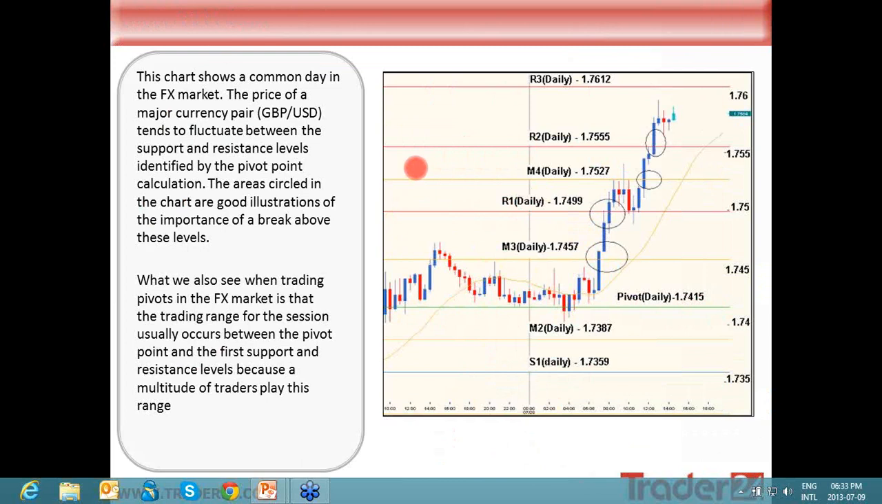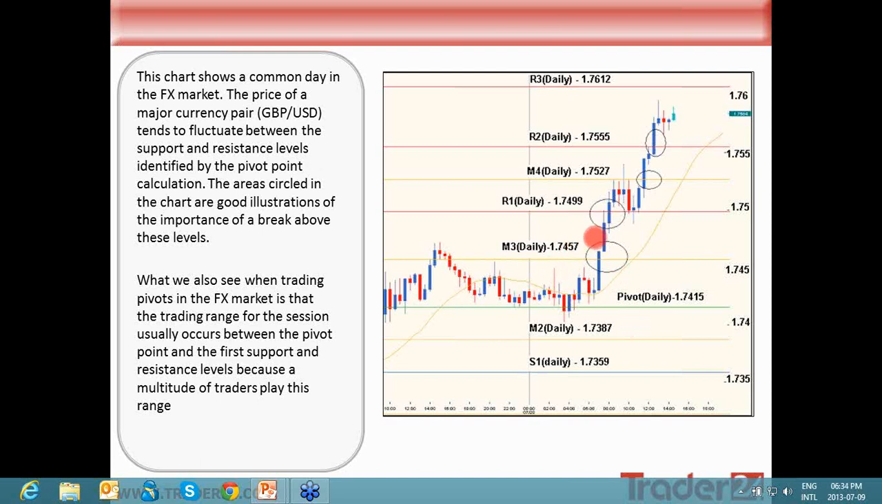So this chart shows a common day in the FX market. The price of a major currency pair, and we're looking at the pound dollar, tends to fluctuate between the support and resistance levels identified by the pivot calculations. The areas circled in the chart are good illustrations of the importance of a break above these levels. These yellow ones I've drawn in here are called midpoints, which are essentially the midpoints between your pivot and R1, your R1 and R2. They can also be used as relative levels as well.